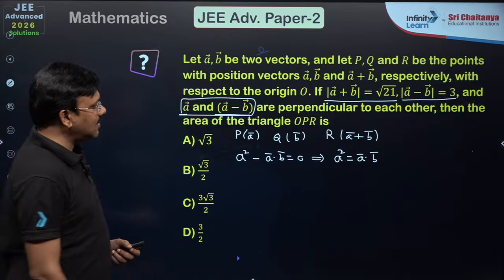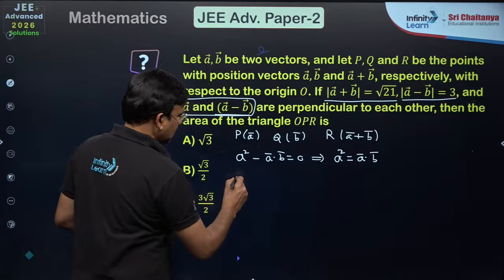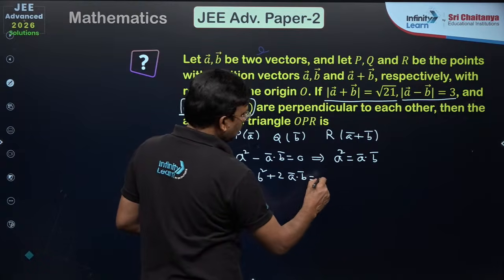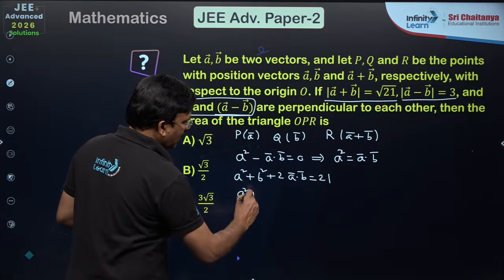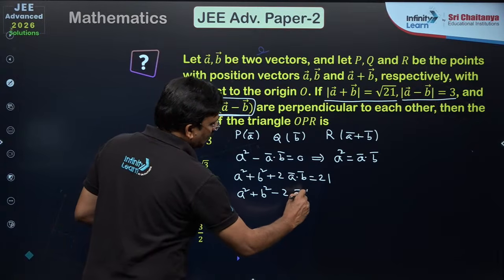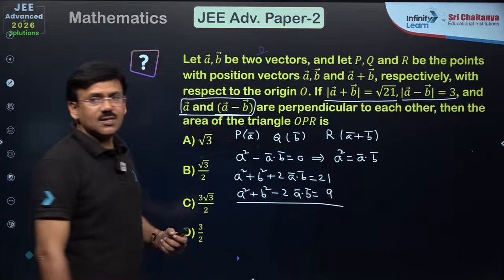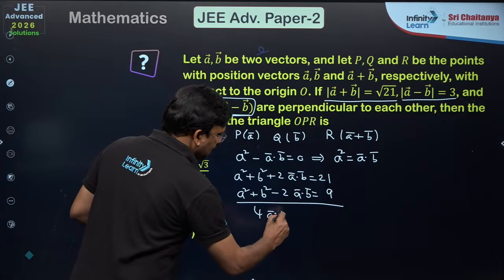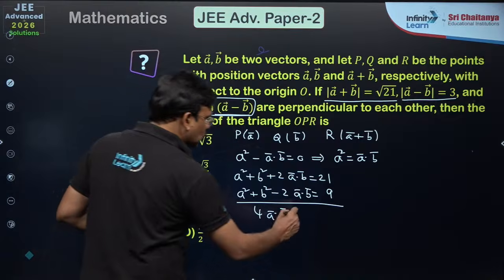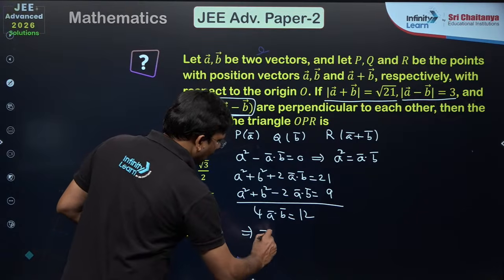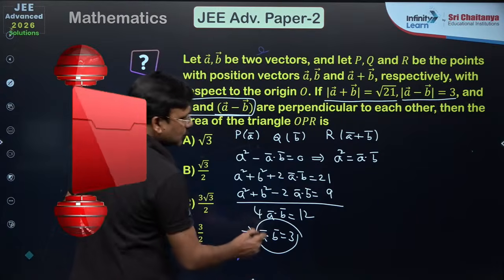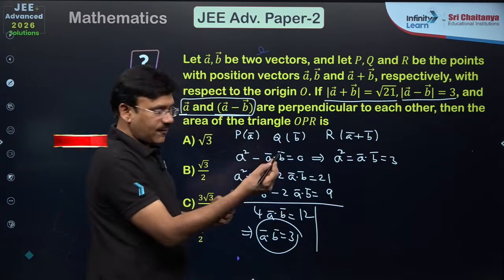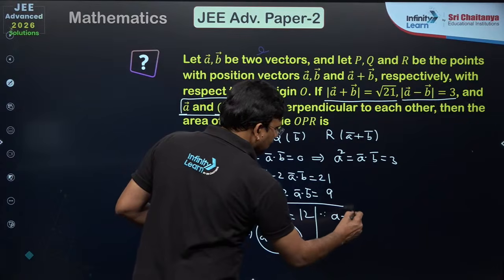Next, you just take square on both sides. This becomes A square plus B square plus 2A dot B is equal to 21, and here A square plus B square minus 2A dot B is going to be 9. If you subtract, 4A dot B is 21 minus 9, which is 12, and hence A bar dot B bar will become 3. Since this is equal to 3, magnitude of A square is 3, so the value of A is root 3.